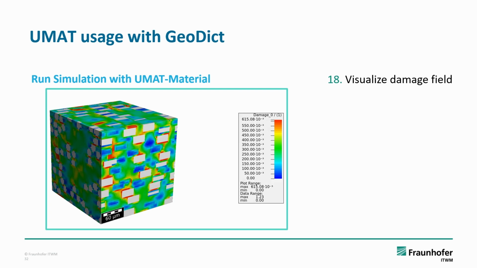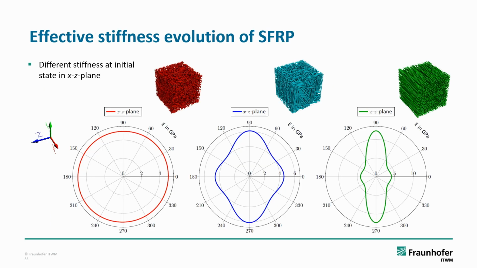Now, returning from the more technical perspective that we have just discussed in how to implement a UMAT within GeoDict, I want to return to the discussion of the effective stiffness evolution in short fiber reinforced polymers. The stiffness bodies, or the Young's modulus bodies, of short fiber reinforced polymer structures are shown on this slide. In case they are not isotropic, so if the fiber structure itself is not isotropic, then also the stiffness is not isotropic, as shown in the blue or the green case here.